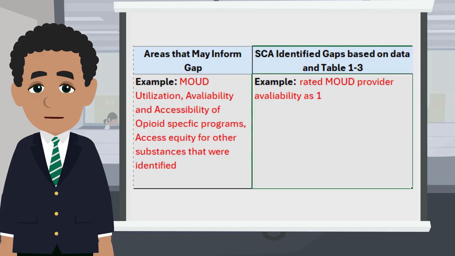Using Tables 1, 3, identify any gaps that connect with each indicator to answer the question, what gaps in Tables 1, 3 are directly related to the indicators you are analyzing in Table 4. In Keystone State, it was identified that MOUD provider availability was rated 1 as insufficient.